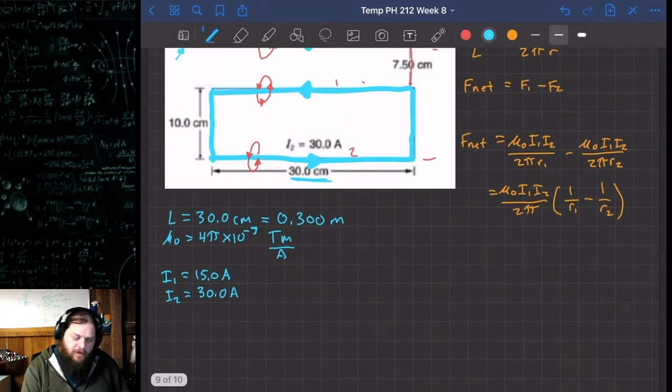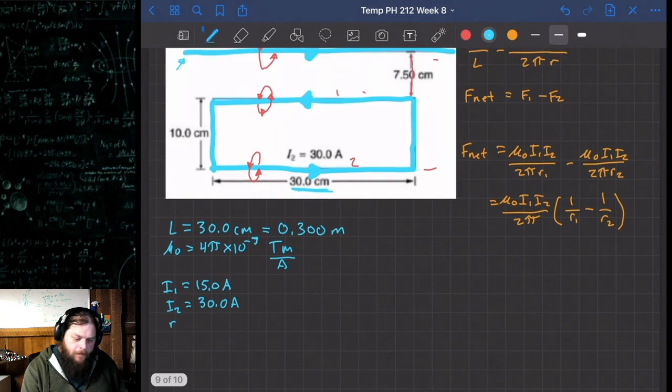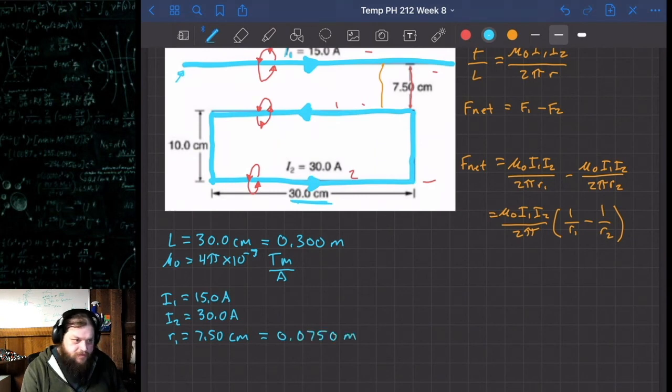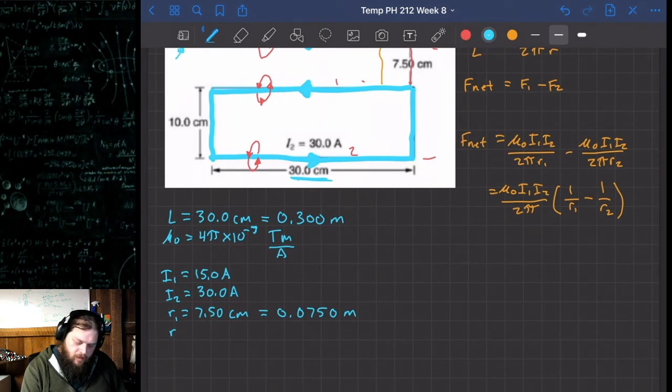The distance between those wires is going to be R. So there's two different distances now. We have the distance here, kind of just between here. So the distance R1 is going to equal 7.50 centimeters, which is equal to 0.0750 meters. R2 is going to be that same distance plus the 10 centimeters there. So it's really 17.5 centimeters, which is equal to 0.1750 meters.